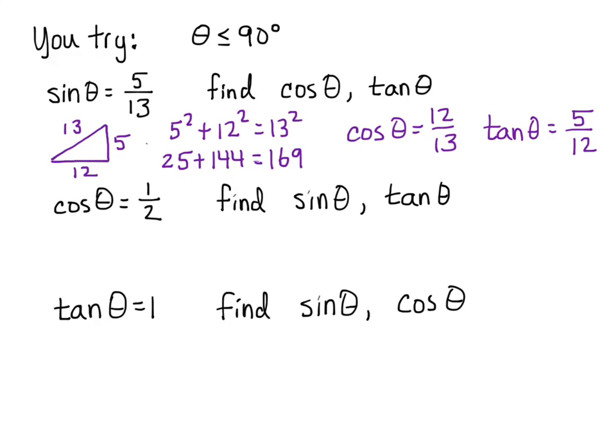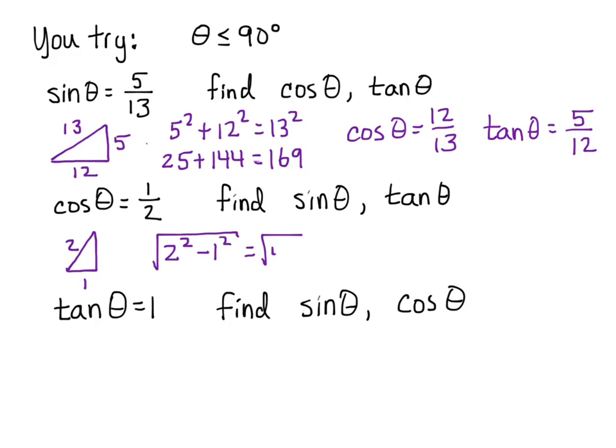The 5, 12, 13 triangle is like a 3, 4, 5 triangle. You see it a lot. So you might want to keep that one in mind as one that you know and don't have to calculate. Okay, so this next one.